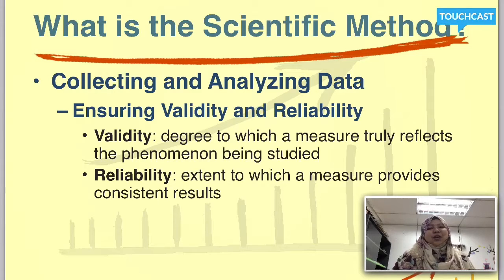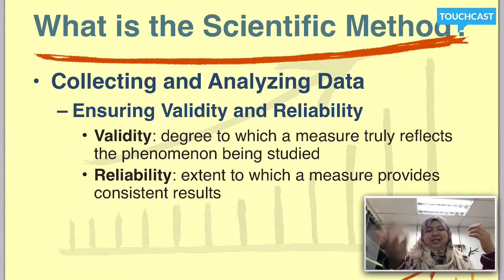So after you have your problem, and you already did the literature review, and you have your own sample, how do you collect your data? You need to make sure you use a correct research design. This is to make sure your result is valid. You have validity and reliability. What is validity? Validity is the degree to which a measure truly reflects the phenomenon being studied, and reliability is the extent to which a measure provides consistent results.